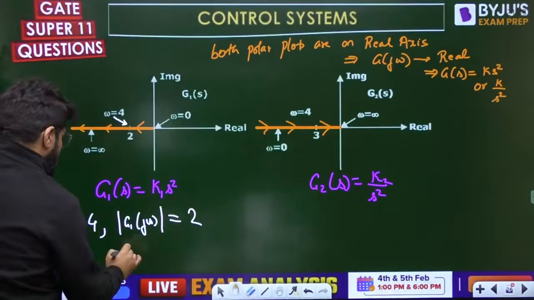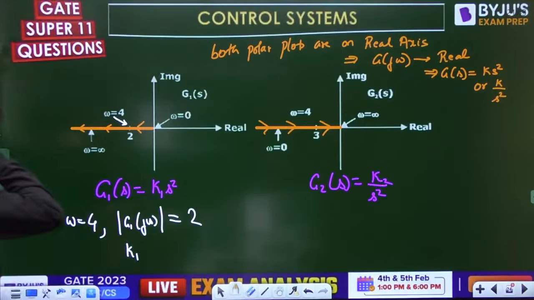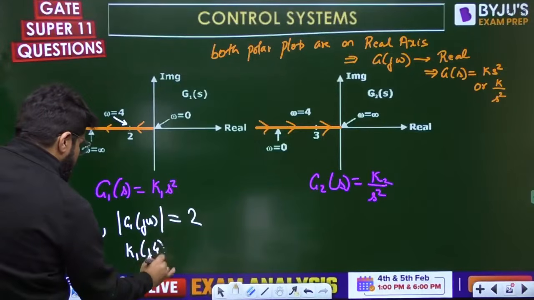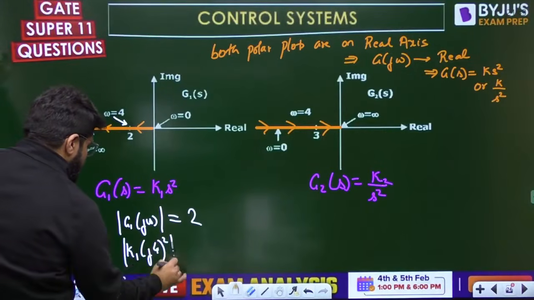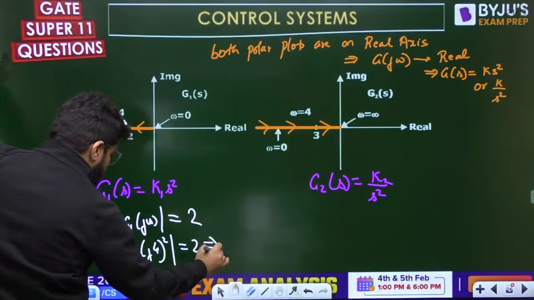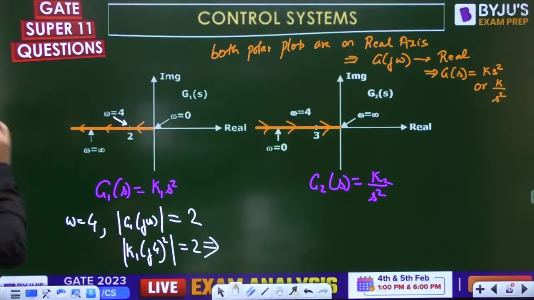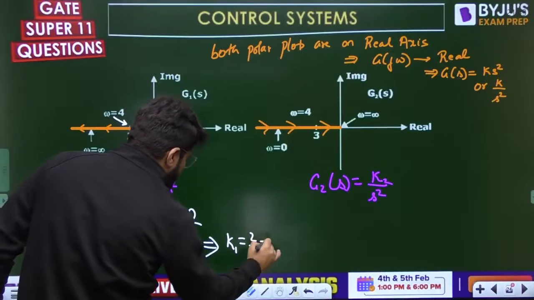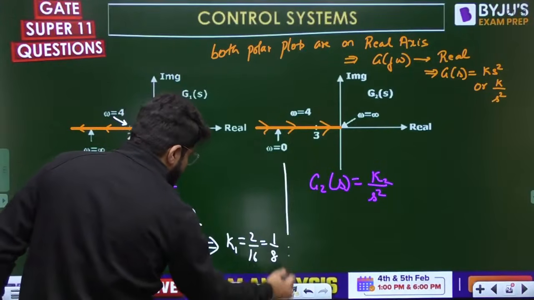So let's write k1 over (j4) whole square; its modulus will be equal to 2. (j4)² is minus 16, so the modulus is 16. What is the value of k1? It is 2 by 16, or 1 by 8. That is one of the cases.